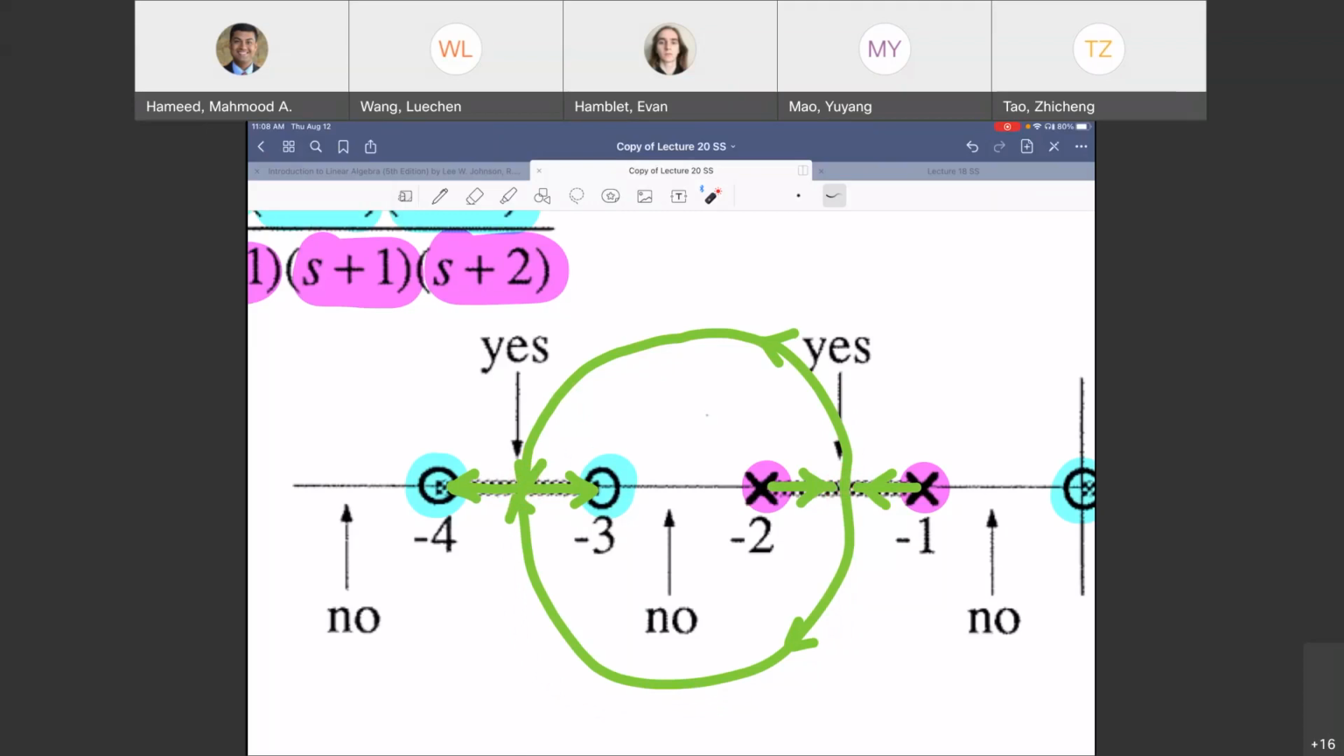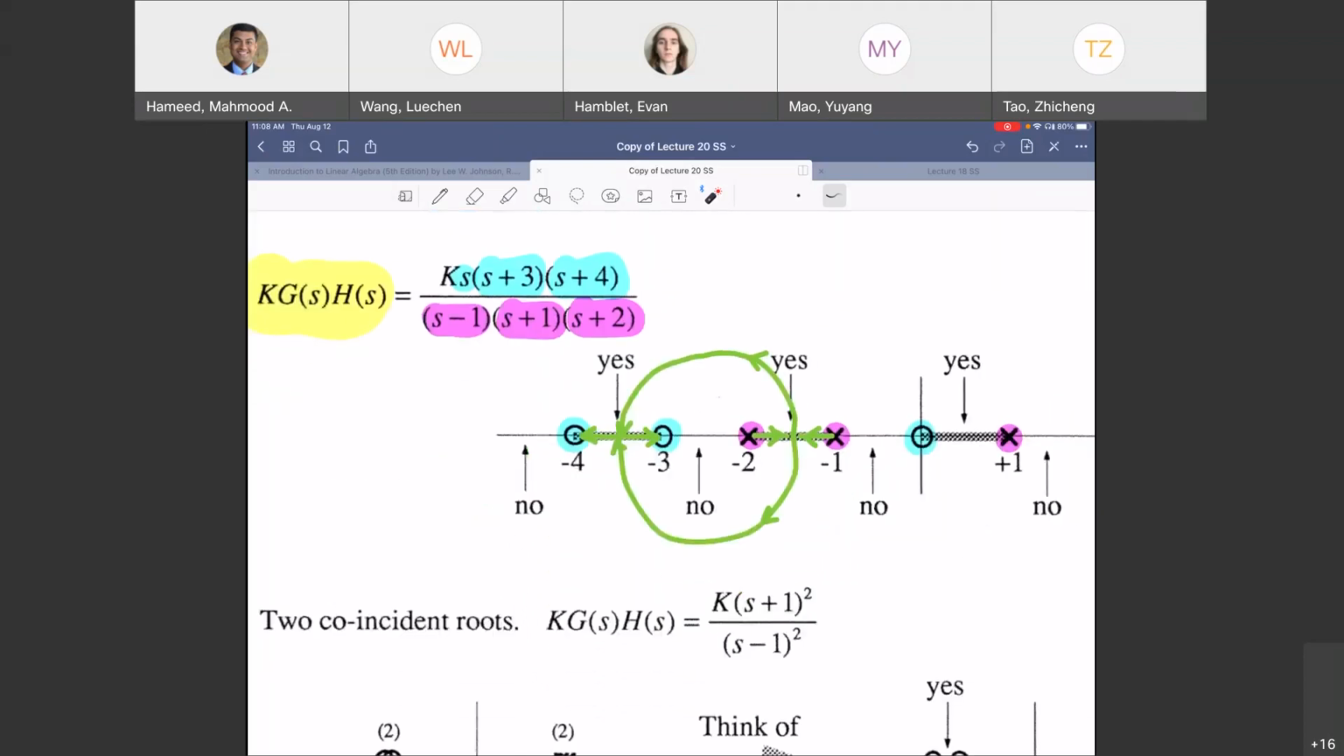But our goal was not to fill in all the details. Our goal was just to figure out whether the root locus is on the real axis or not. And we answered that by using that no, yes, alternating behavior. Questions about this example? Maybe I'll leave it like this.